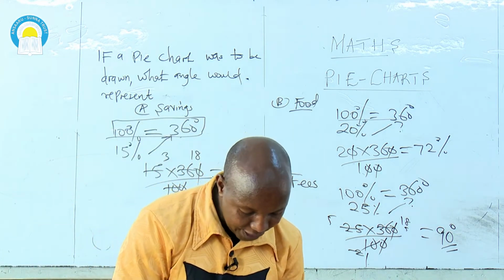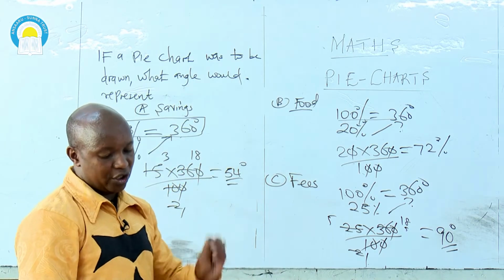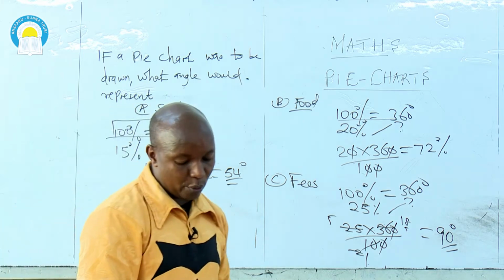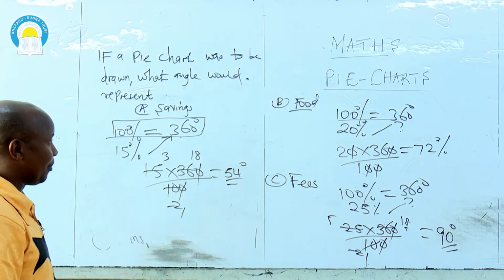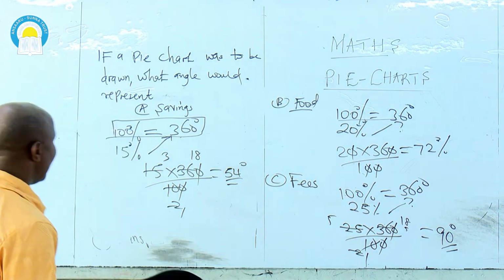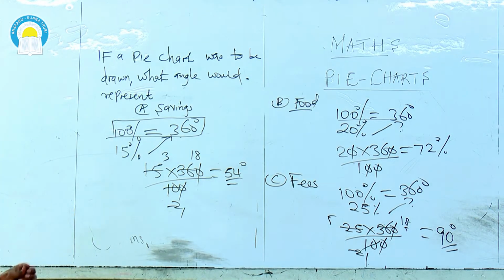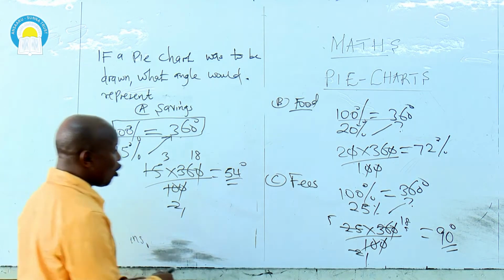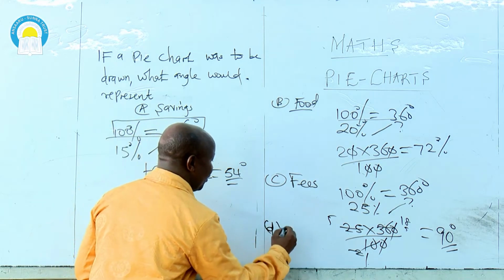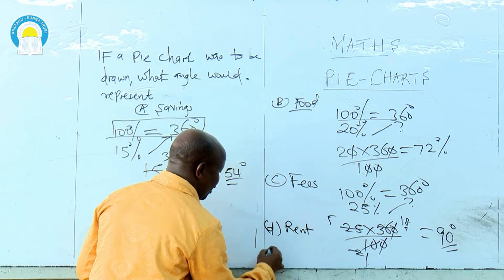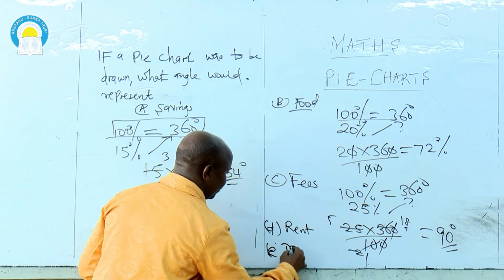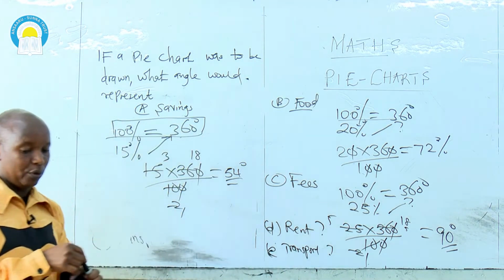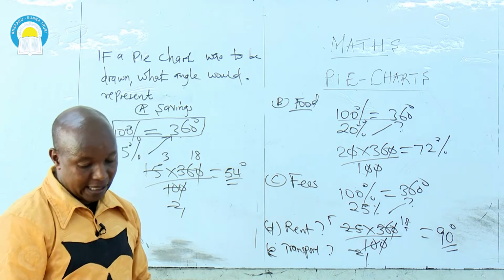You have an assignment to work out, if a pie chart was to be drawn, how many degrees represent house rent and transport. So you have D and E as part of your assignment. In your own assignment, I wish that you work out what angle represents the rent, then E, the transport. That is part of your assignment to see that you have understood at the end of my lesson.